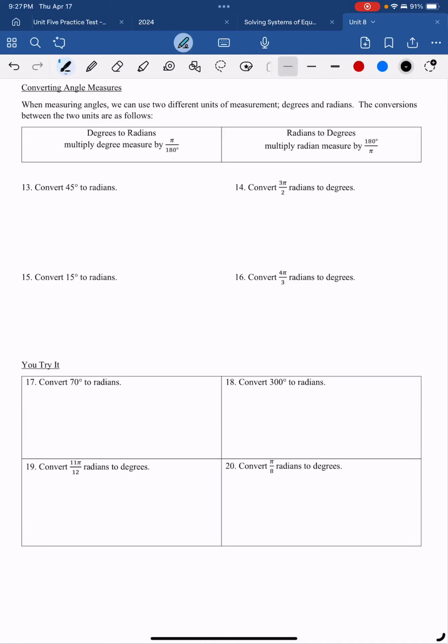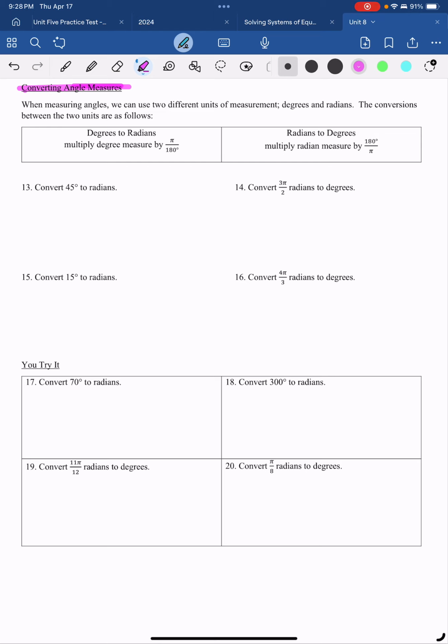The last thing we're going to be looking at in this section is converting angle measures. We previously, in the last unit and so far up to now, have been measuring angles in degrees, but there is another way to measure angles, a different type of way to measure called measuring in radians.